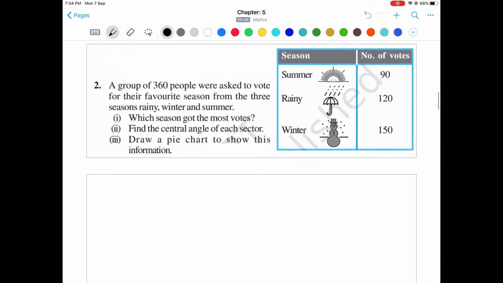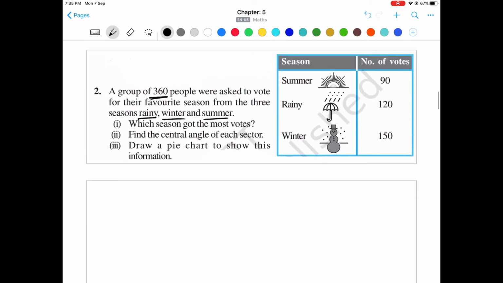Now moving ahead to the next question. A group of 360 people were asked to vote for their favorite season from the three seasons: rainy, winter, and summer. So there is a survey conducted among 360 people, and they are given three choices of seasons. They were asked to choose their favorite season. Based on this we have a question: which season got the most votes?